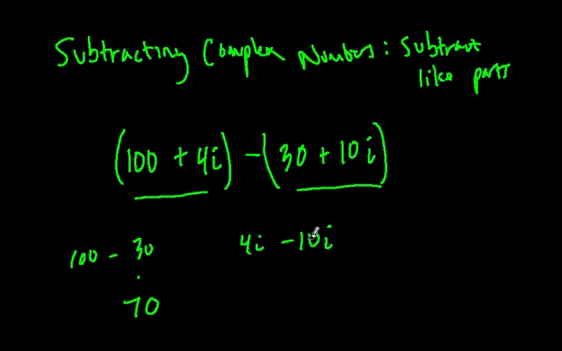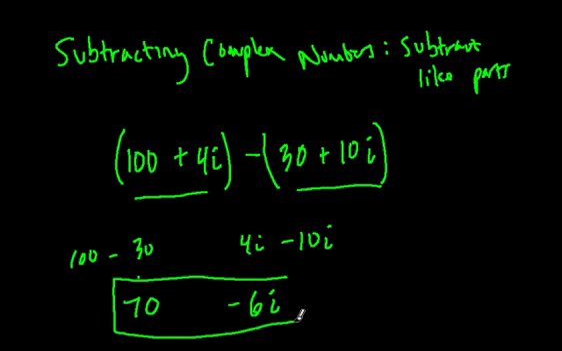4 minus 10i is going to be negative 6i. And we're subtracting here, so in fact we have 70 minus 6i as our answer. Right, we subtracted those terms. 70 minus 6i is our answer.